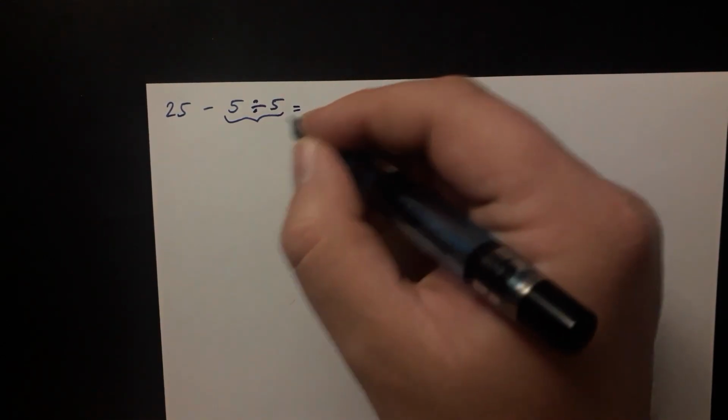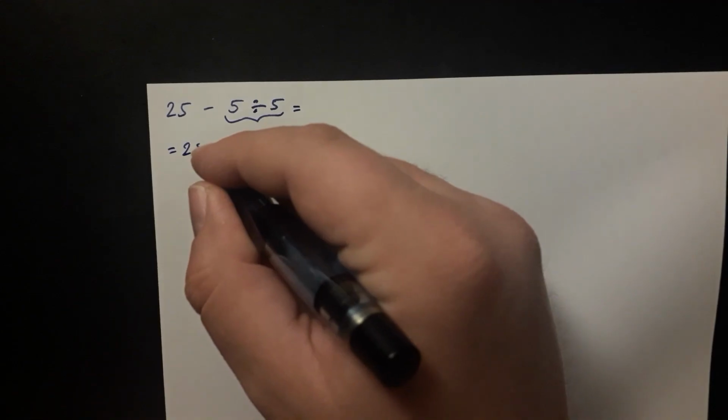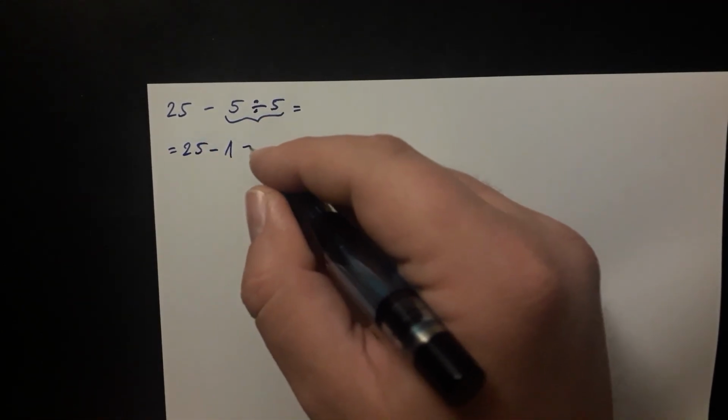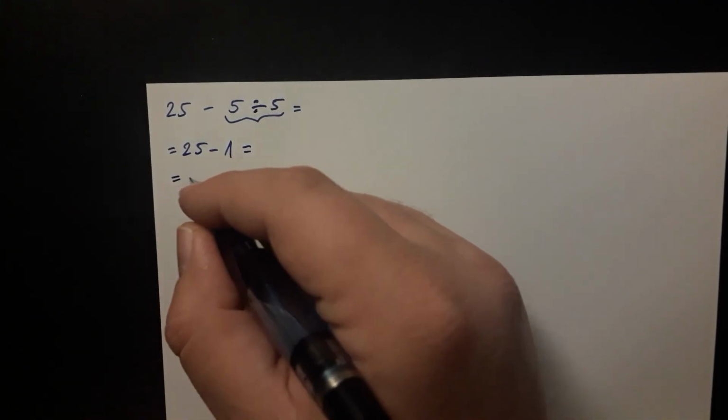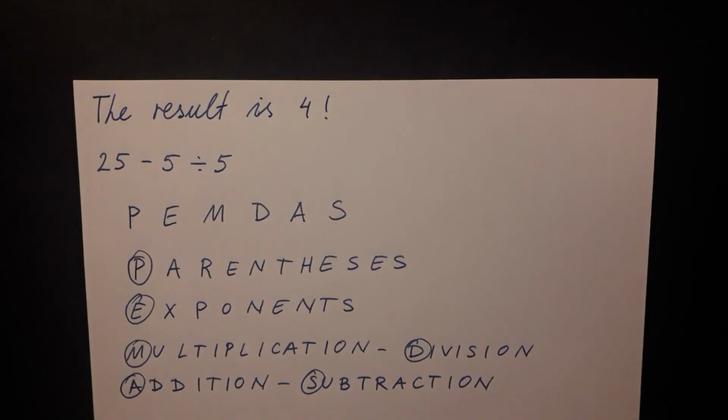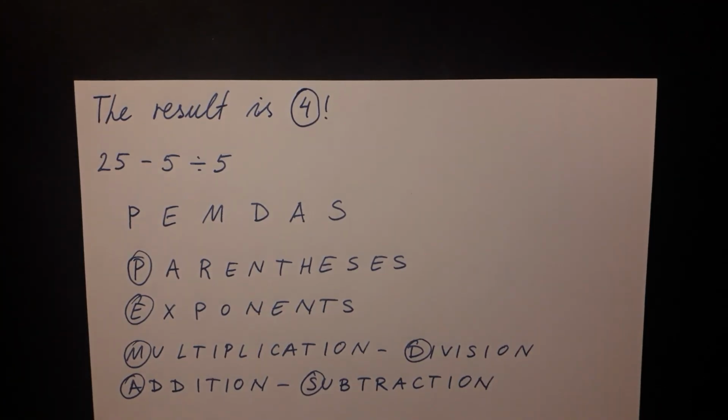So then we get that 25 minus 5 divided by 5 is equal to 25 minus 1, and then the final result is 24. As you can see, the claim of this problem insists that the result is 4. The question is, what is that all about, when we can clearly see that the result is 24?